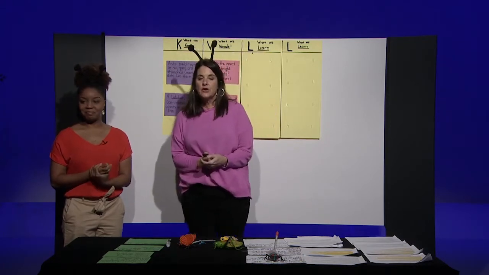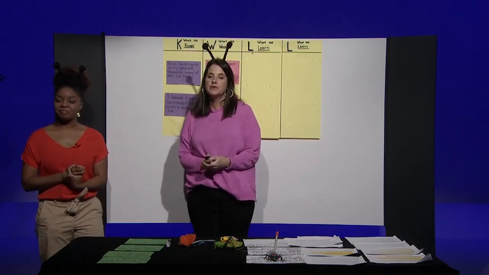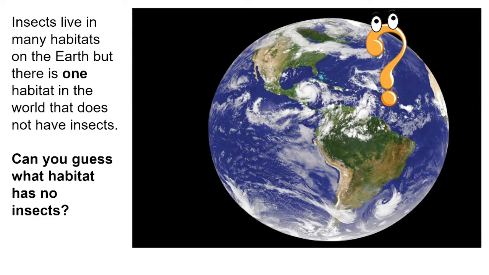Before we get started with our read aloud, we are going to review some new words. Insects live in many habitats on the earth, but there is one habitat in the world that does not have insects. Can you guess what habitat has no insects? We're going to be finding out right after we learn our new words.